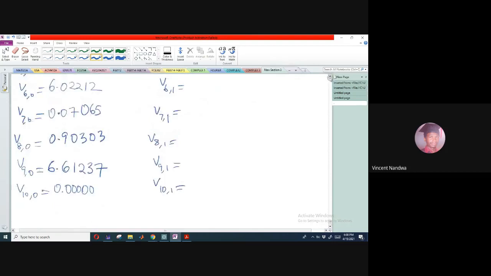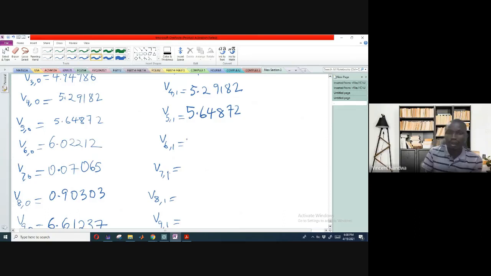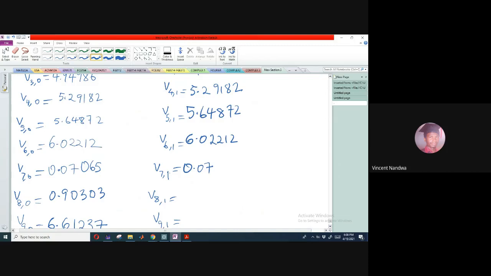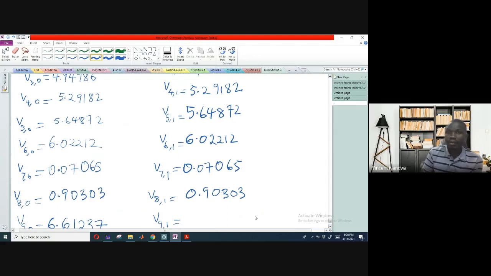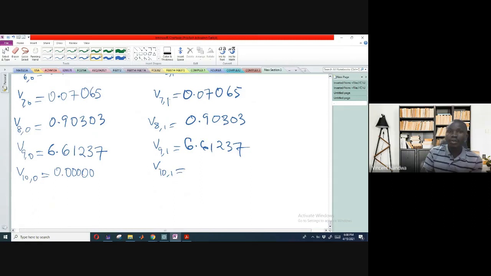is the same as V(5,0) from that property, so we'll have 5.64872. V(6,1) is the same as V(6,0), so it should be 6.02212. V(7,1) is the same as V(7,0), which is 0.07065. And then V(8,1) is the same as V(8,0), 0.90303. V(9,1) is the same as V(9,0), which is 6.61237. And then this is a boundary condition. So V(10,1) is the same as V(10,0), which is 0.00000. So that is what we have.